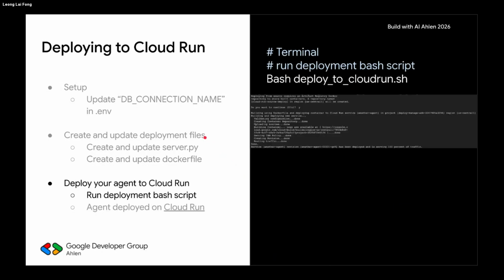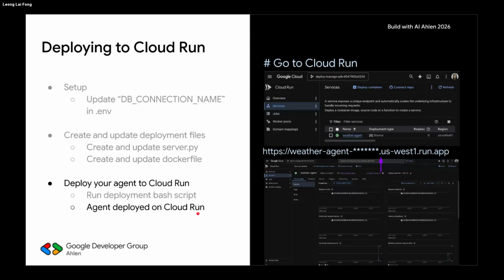So to deploy it, I'm actually just calling the deploy to Cloud Run .sh file, so that in the terminal it executes this script. And of course, inside the script it just calls gcloud run deploy. So once it's ready, you can go to Cloud Run to check the agent which has been deployed on the Cloud Run side. I have already shown you this one. You can see that the URL here will be different from if you run locally.